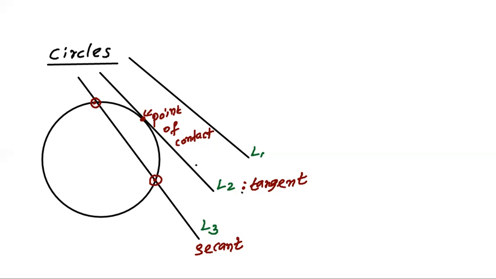So what is a tangent? Tangent is a straight line which touches exactly one point on the circle. That touching point is known as point of contact. L3 is a line which touches 2 points, which is known as secant.